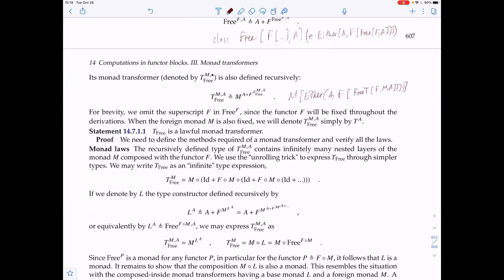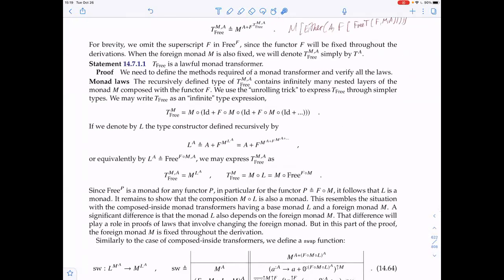Again, this is a difficult transformer to prove because it has infinitely many M inside in some sense. It's a recursive definition that if you want to unwrap it, unroll it, then it will be M composed with this, and then M again composed with this, and M. So this is a difficult type constructor to deal with.